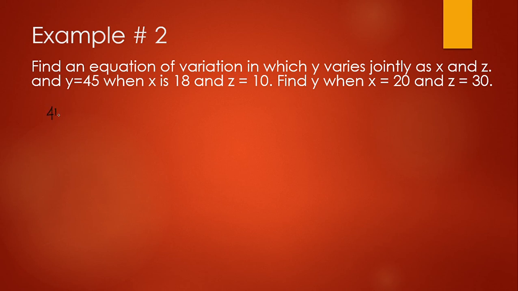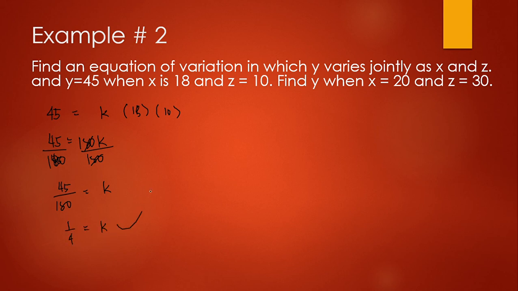So we have 45 is equal to k times 18 times 10. 18 times 10 would be 180, so you have 180k. And divide both sides by 180. So this will be cancelled out already. So you have 45 over 180 is equal to k. You may simplify it, so you have 1/4 is equal to k.